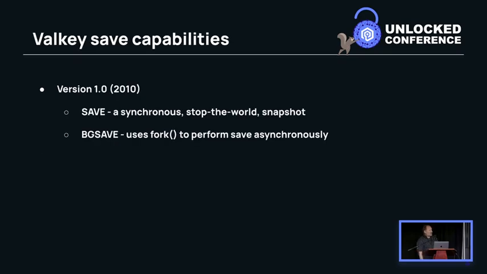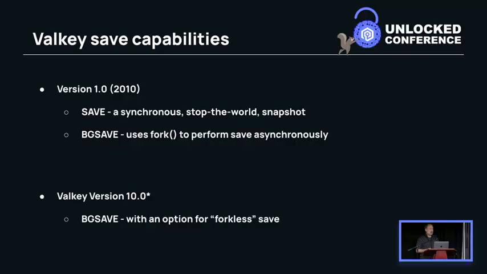So in version 1 of Redis back in 2010, there were two commands related to snapshot and save. There was a save command, and what that did is basically stop all the processing on the system and take everything that was in memory and copy it to disk. There's also the bgsave command, which essentially does the same thing, but uses something called fork to do that asynchronously. There have been no significant changes in this technology in the last 16 years, until now.